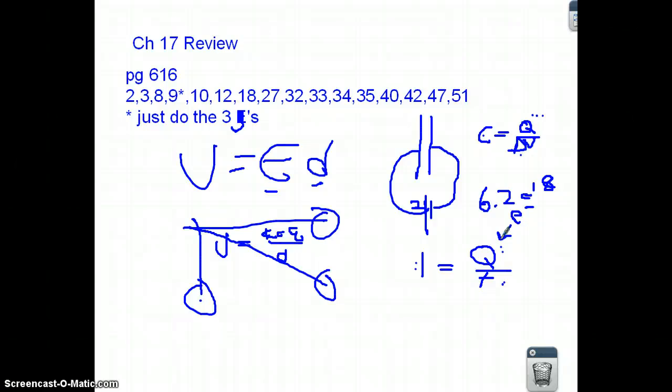Looking at number 40, a nichrome wire, that's your toaster wire, where there are lots of tiny little wires in the toaster, has a resistance of 15 ohms and is connected to the terminals of a 3-volt flashlight battery. How much current is in the wire? So here you're going to use Ohm's law, and that is I equals V over R. So R of 15, V of 3, 3 divided by 15 is going to give you your current for number 40.